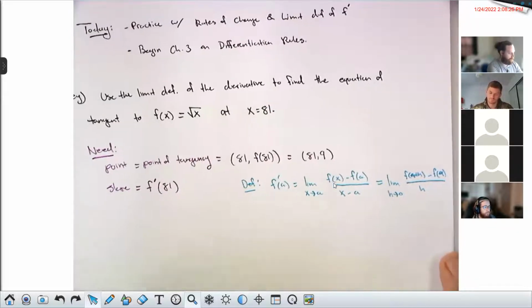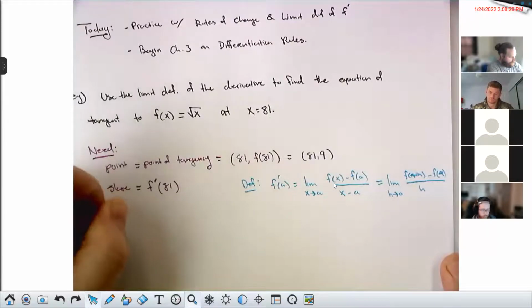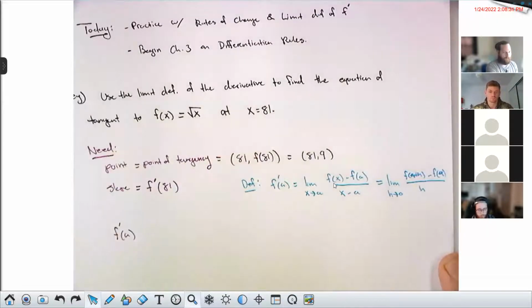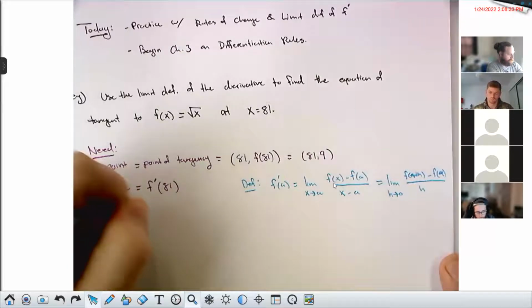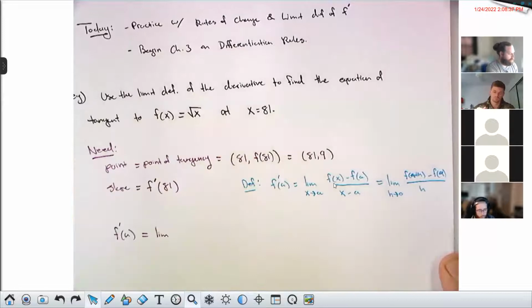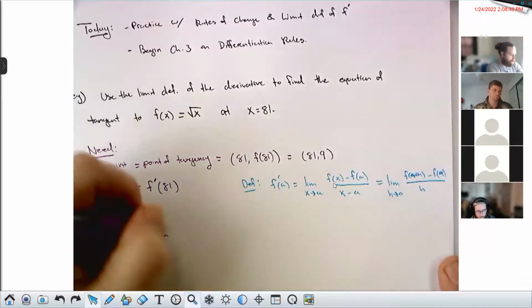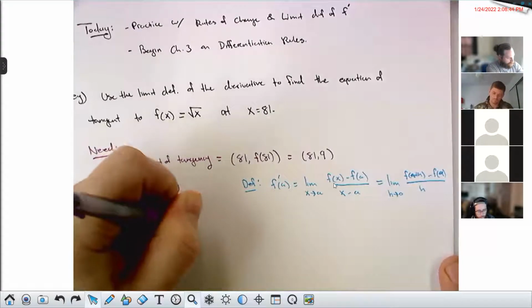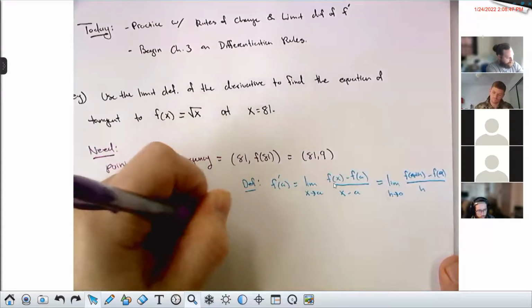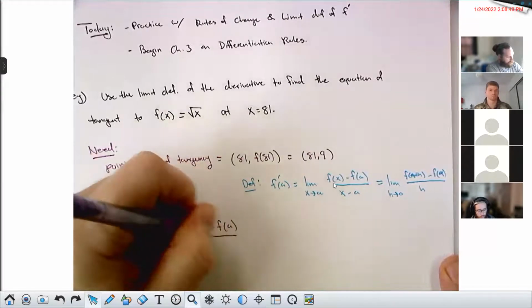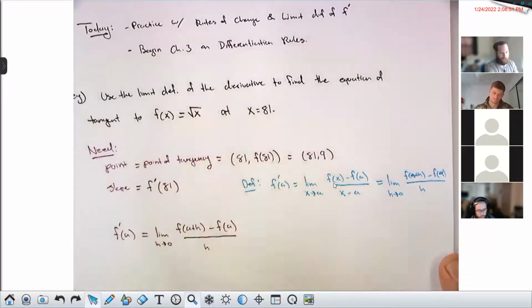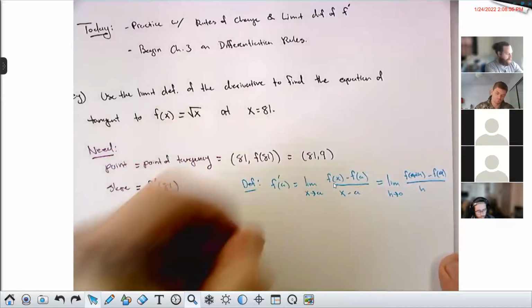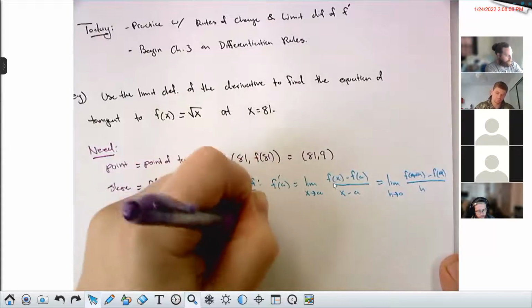So what I'll do here is say that f prime of a is the limit as, which one do we want to use? We've had less practice with this one. Let's do this one, the h to 0. f of a plus h minus f of a, all over h. And I'm just going to leave a as a. So I'll get a formula for f prime of a, and then I can plug in 81 at the end.